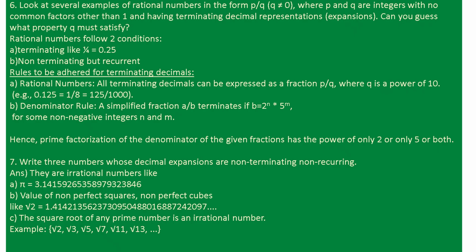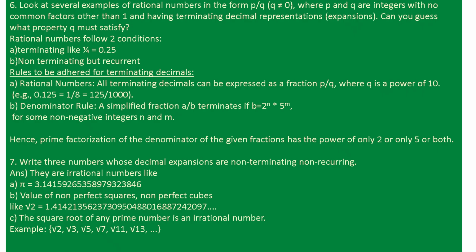Now if you look into the quotient of such kind of rational numbers, they can have two categories of quotients. One is terminating, where the remainder becomes 0 after some point in time. You call it terminating. If it is non-terminating, then there is a block of digits which gets repeated. So it is called non-terminating but recurring. In this particular example, they are asking only about the terminating decimals. So what are the rules to be adhered to for terminating decimals?